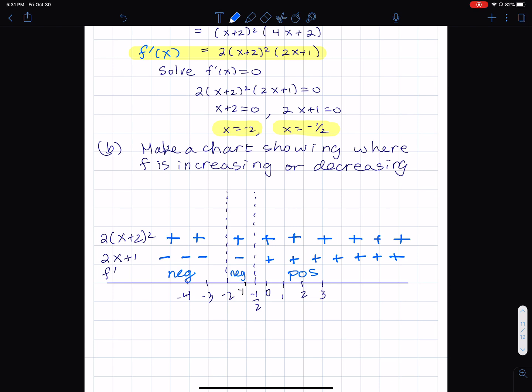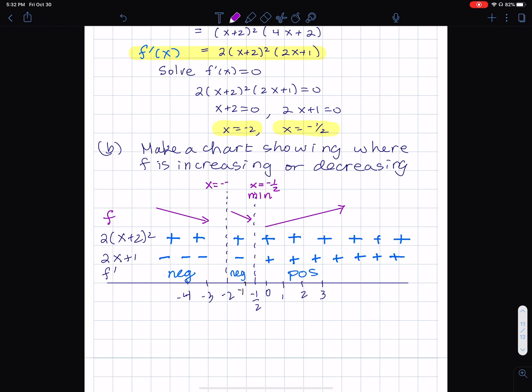And then what do we say about f? f is decreasing. Why is it decreasing? Because the first derivative is negative. And then it decreases again as we cross over negative 2 because the first derivative is negative. And then beyond negative 1/2, f is increasing because the first derivative is positive. So what we're going to conclude is that at x equals negative 1/2, we have a minimum value for the function.